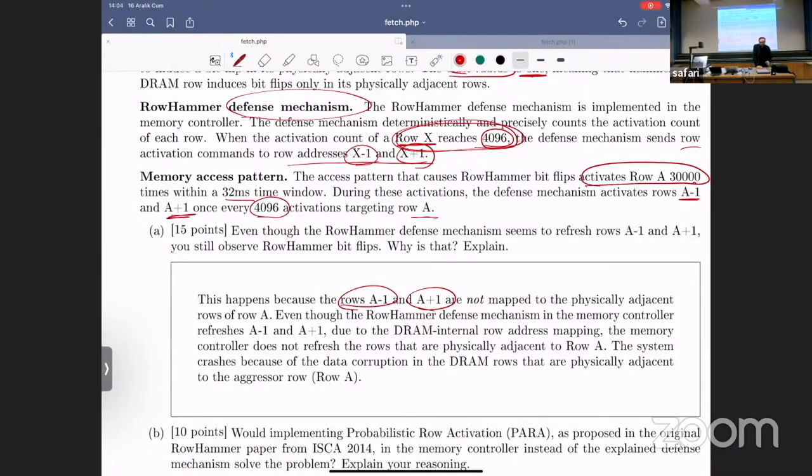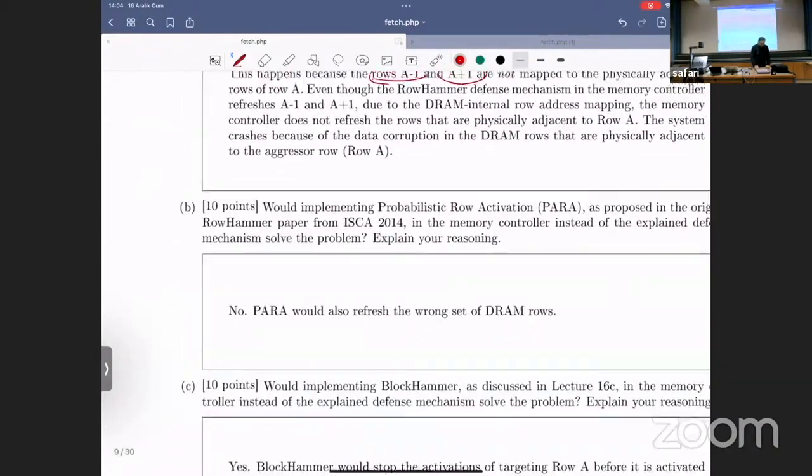The answer is no, because PARA would also activate these rows that can be physically mapped to some different rows. So it wouldn't solve our problem.